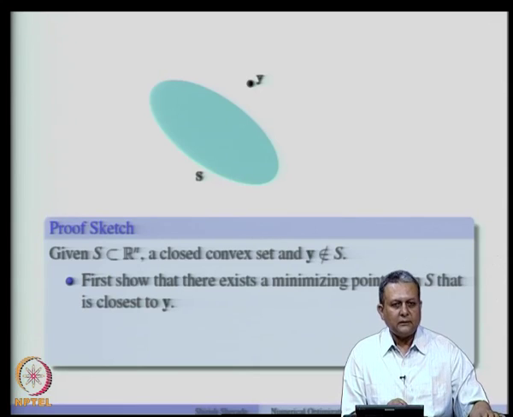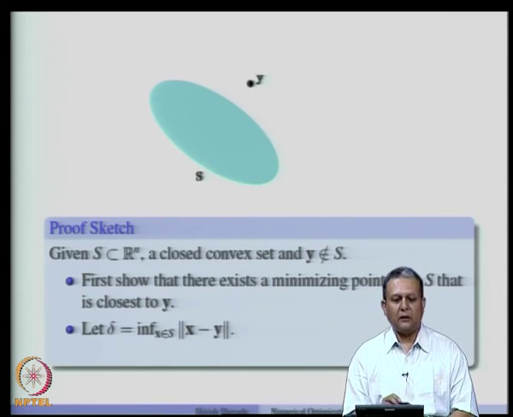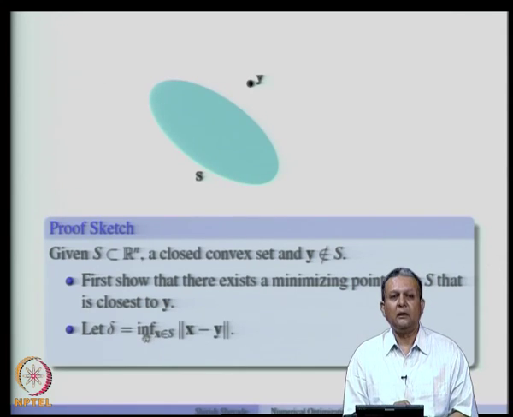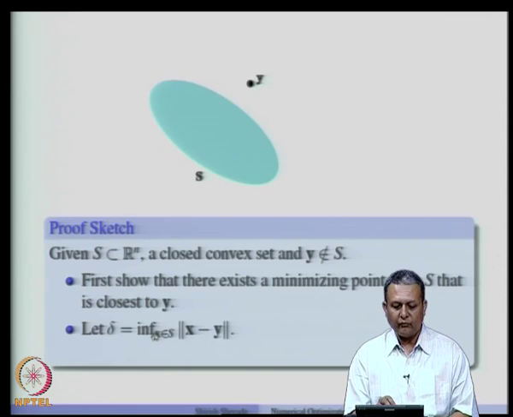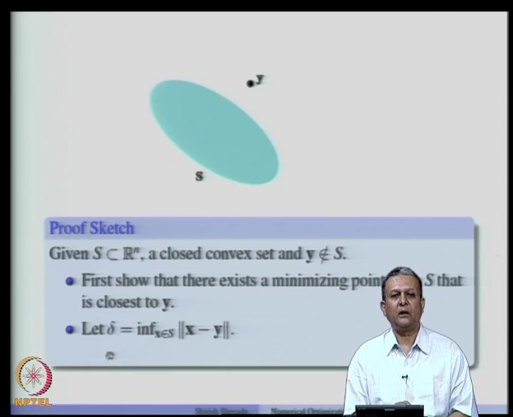What we are interested in is finding a point x in S such that the distance between x and y is the least. Remember that I have written here infimum because we do not know whether such a point x exists in the set S. So, that is why we have written the infimum here. So, let this infimum of norm of x minus y with respect to x belonging to S be denoted by delta. So, delta is going to be this distance between x minus y. We still do not know whether such an x belonging to S exists or not.